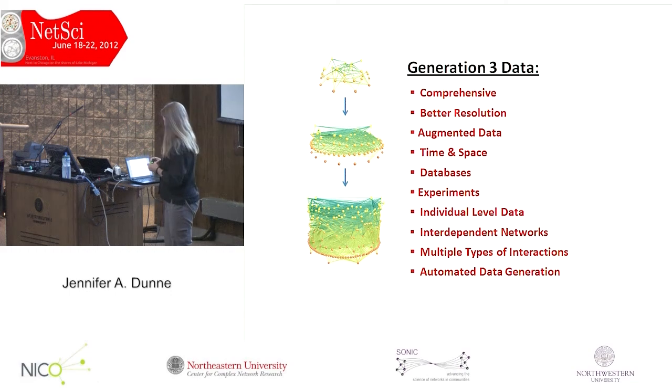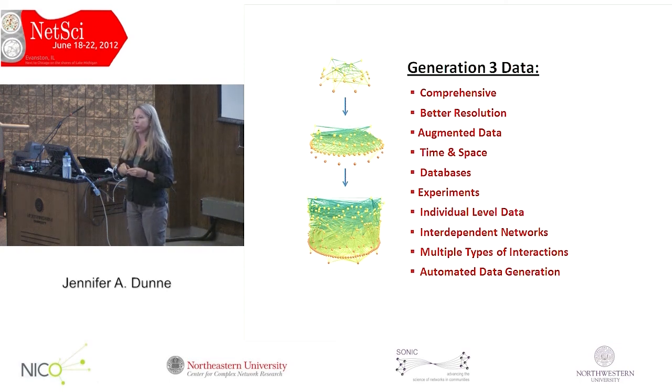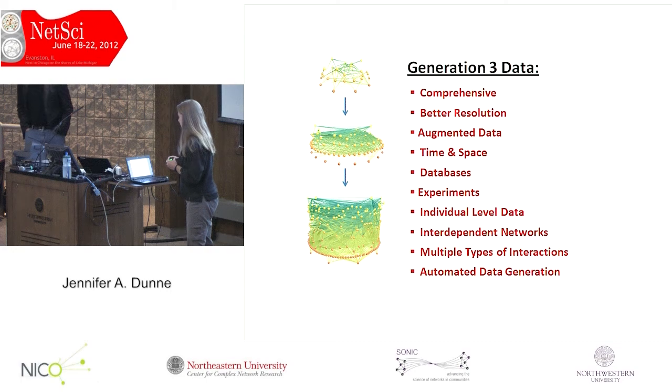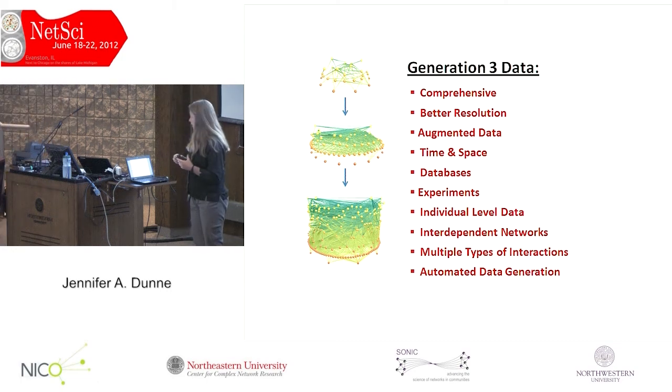or a spatial gradient. We're getting more work on experimental food web research, and connecting back to what Ian was talking about, we're also moving towards some work on individual-based data, which I think is going to be really important. There's work on interdependent networks, multiple types of interactions between the same species within a system.